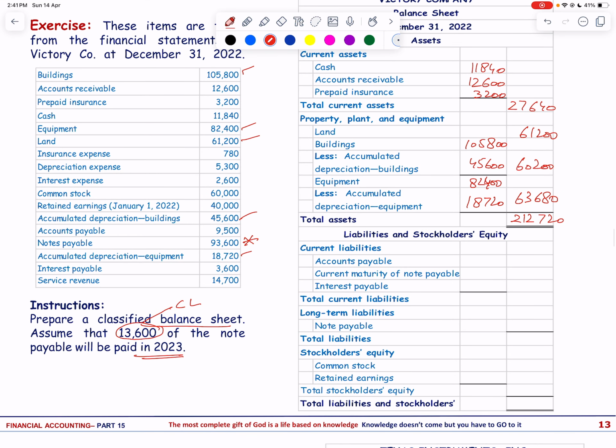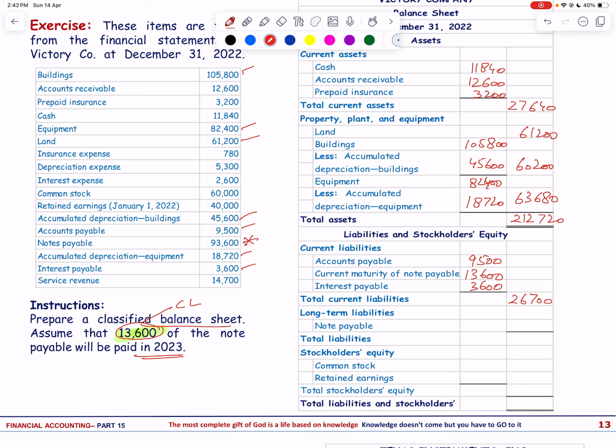Then we go for the current liabilities, and for this we have accounts payable, and accounts payable is 9,500. The current maturity of notes payable, that is 13,600. And then we have interest payable of 3,600, so the total is 26,700.